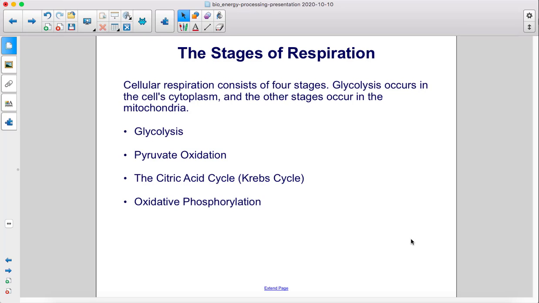Glycolysis occurs in the cell's cytoplasm, and the other stages occur in the mitochondria. The stages are glycolysis, pyruvate oxidation, the citric acid cycle or Krebs cycle, and oxidative phosphorylation.